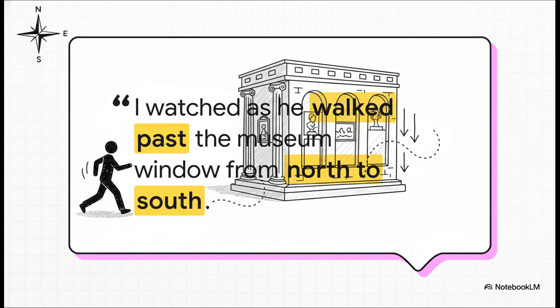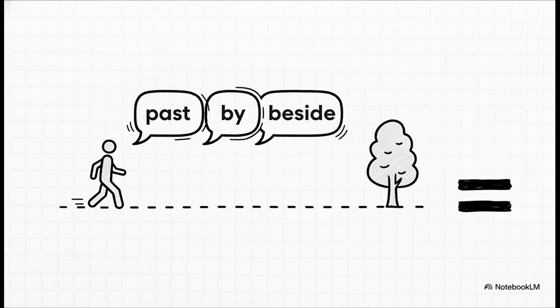This example gives us such a great visual. You can picture it in your head, right? Someone is walking. Where are they walking? Past the museum window. The word past connects the action of walking to the location of the window, showing us the exact path he took. And to make it even clearer, you could easily swap in some synonyms here. He walked by the window. He walked beside the window. The meaning doesn't change at all. That's the power of past when it's a preposition.